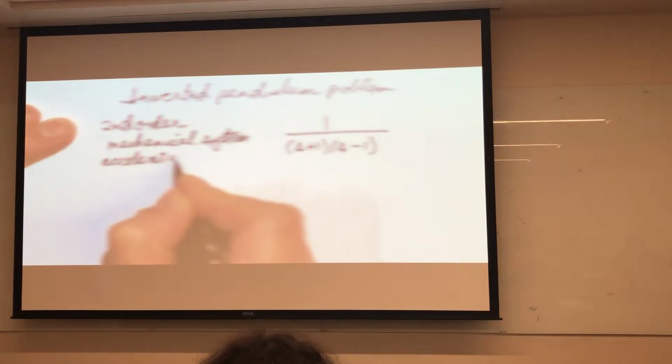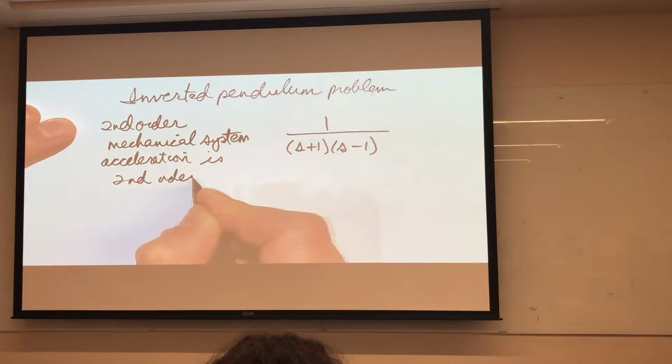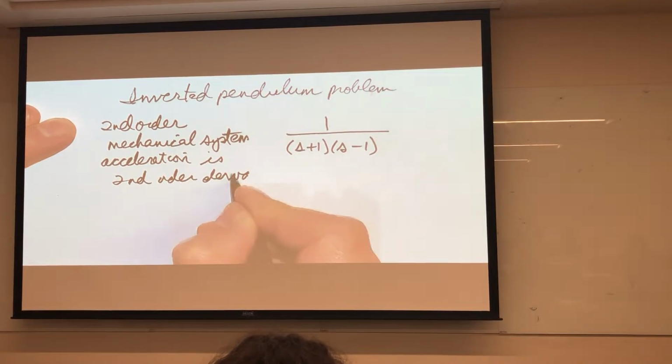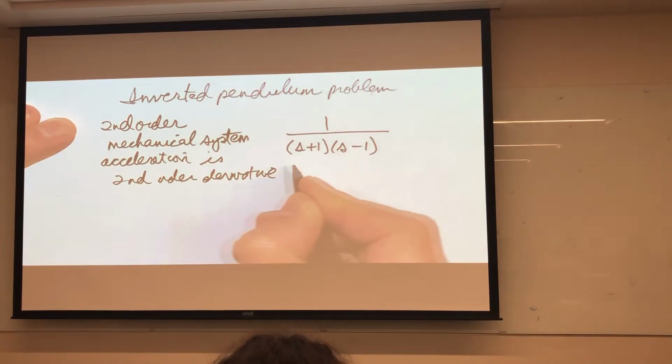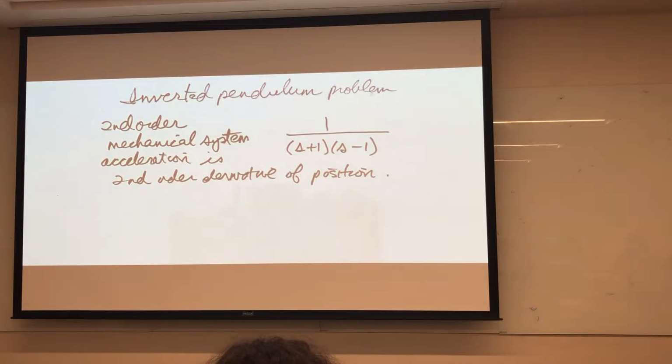Acceleration is a second order derivative. It's the second derivative of position. Okay, second order. Mechanical system is second order, so that's why it's second order. And then you notice here there is a pole in the right half plane.